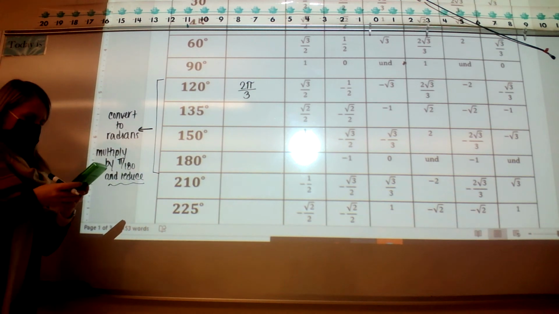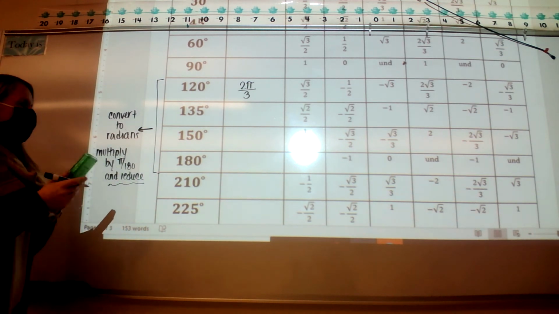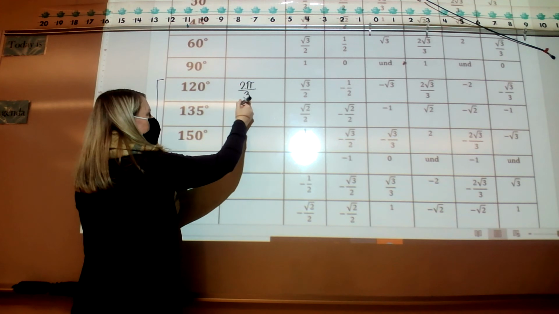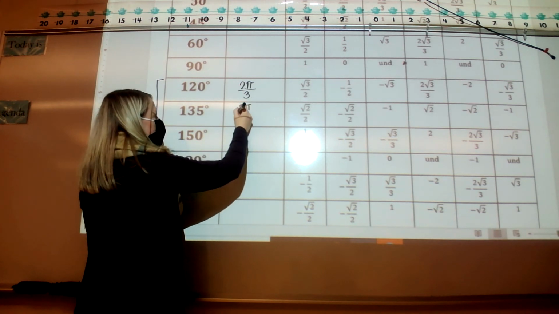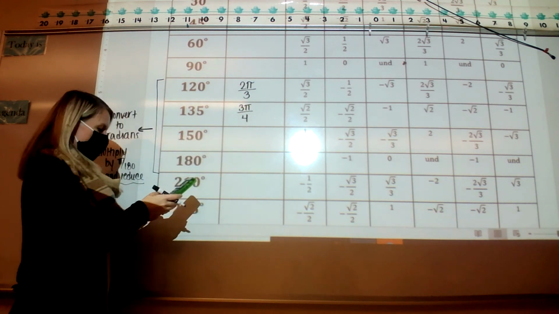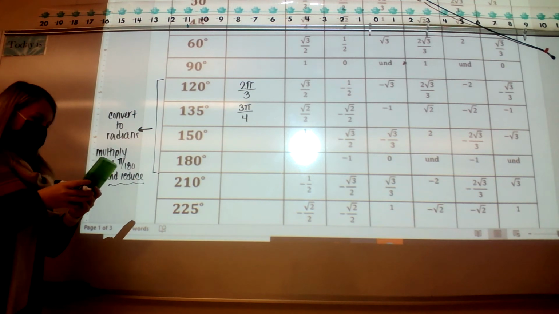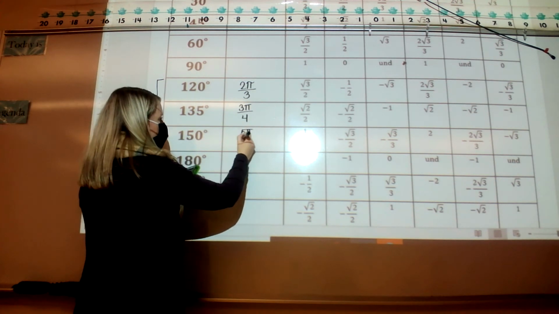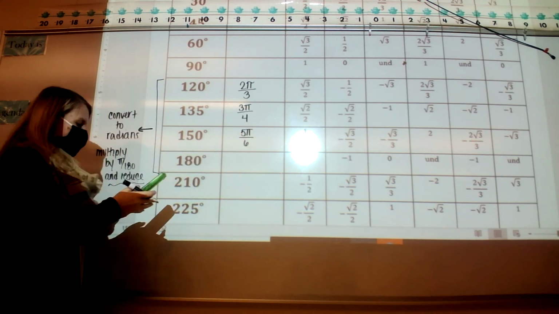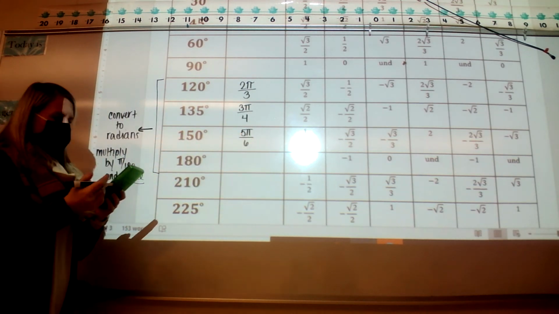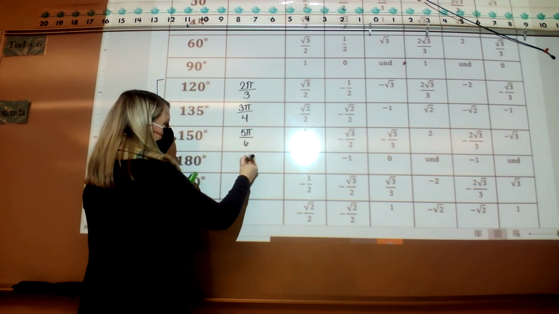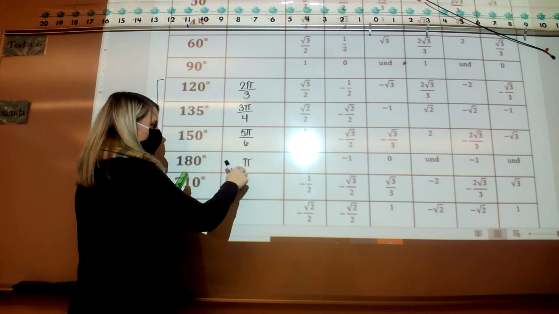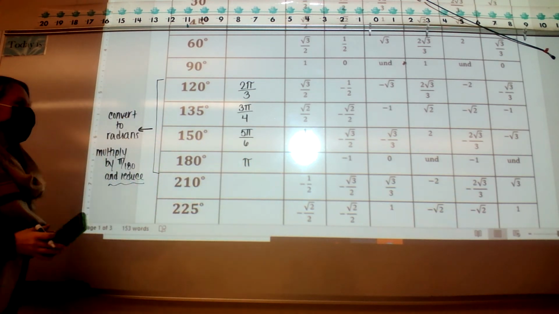I think I just did that one, but I'm just going to recheck myself. 135 over 180 is 3 pi over 4. 150 over 180, so I just keep redoing the same step, is 5 pi over 6. And 180 over 180, I can do in my head, is just 1 pi. Where's pi? I don't really need to write the 1, I guess. Okay, so they weren't bad.